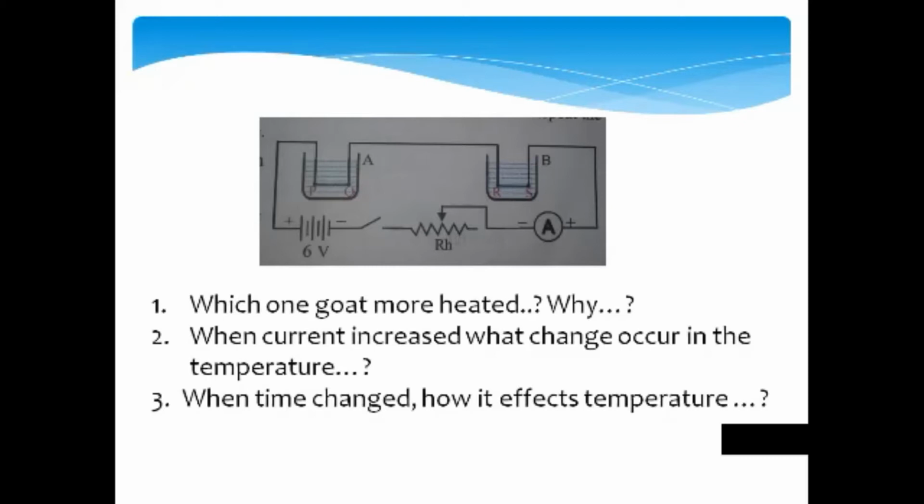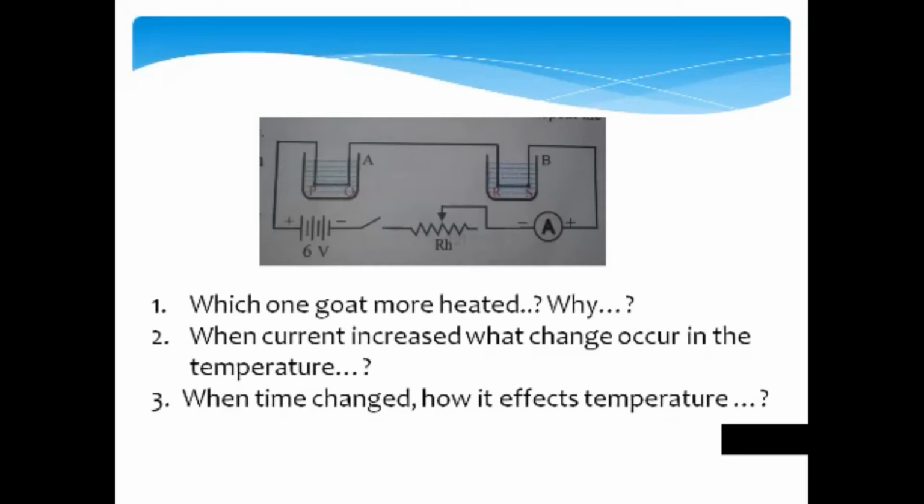From this experiment, we have to calculate how much temperature is developed in both beakers A and B. In the first beaker, PQ is used as a nichrome wire, and in the second beaker B, RS is considered as a copper wire. When we give current using the rheostat and apply a 6-volt potential to this circuit, we see that the temperature of the water in both beakers is rising.